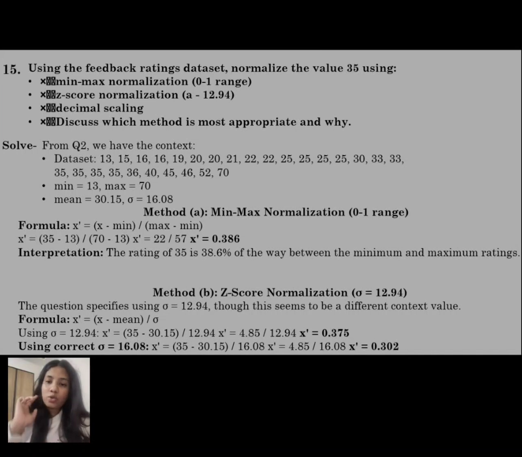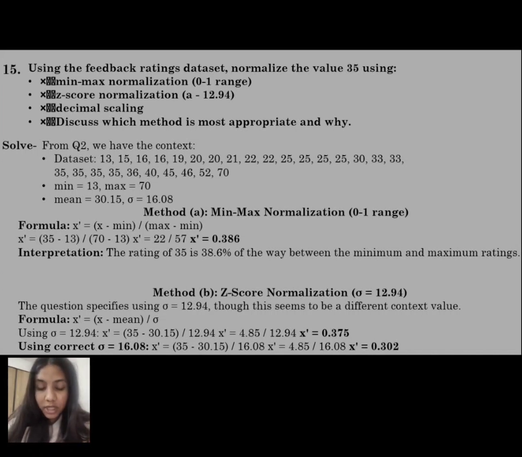So the next question is question number 15. Using the feedback rating data set, normalize the value 35 using min-max normalization, z-score, decimal, and discuss which method is most appropriate and why. Okay, so we have context. The data set is given. Min is 13, max is 70, mean is 30.15 and standard deviation sigma is equal to 16.08. We'll take out min-max normalization, so it is 0.386.